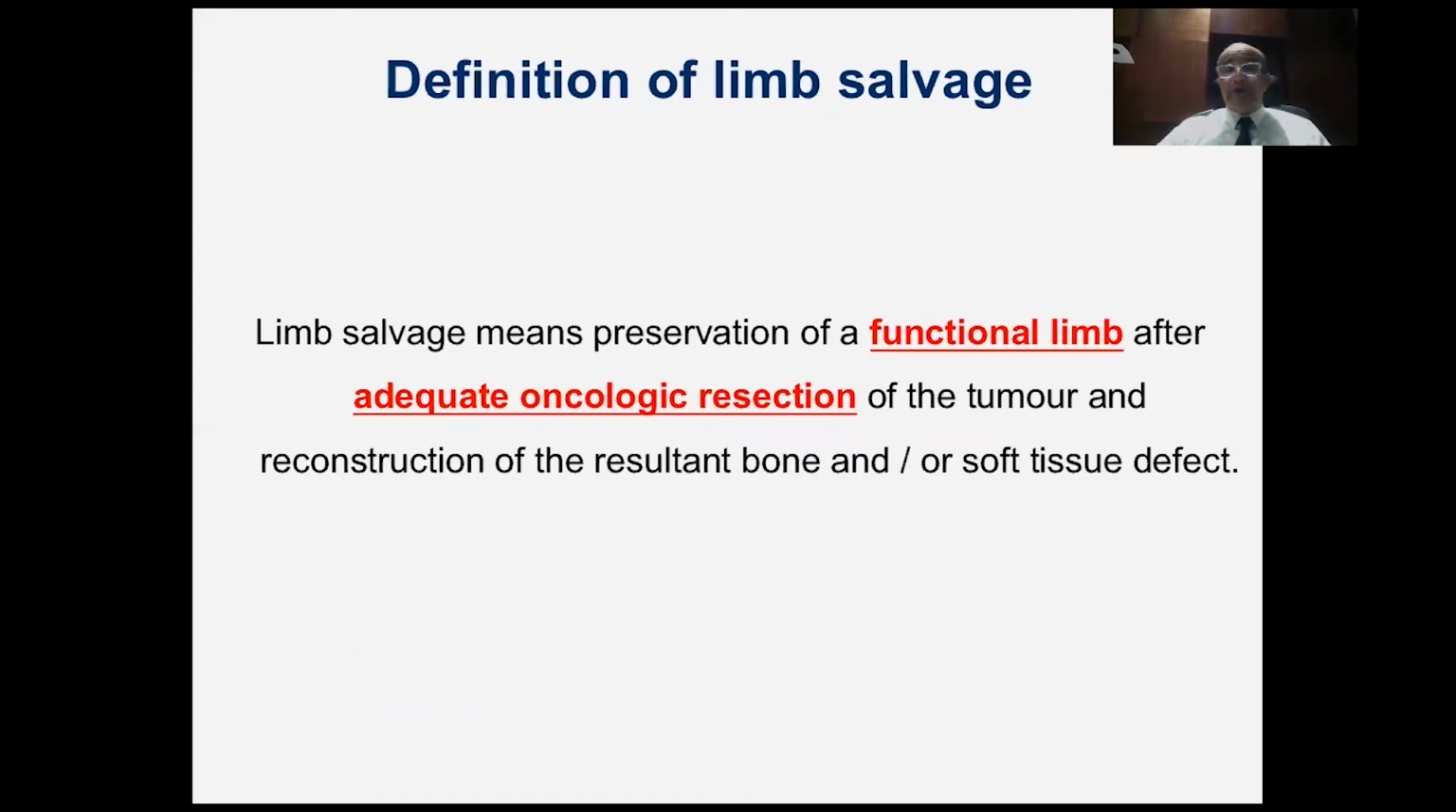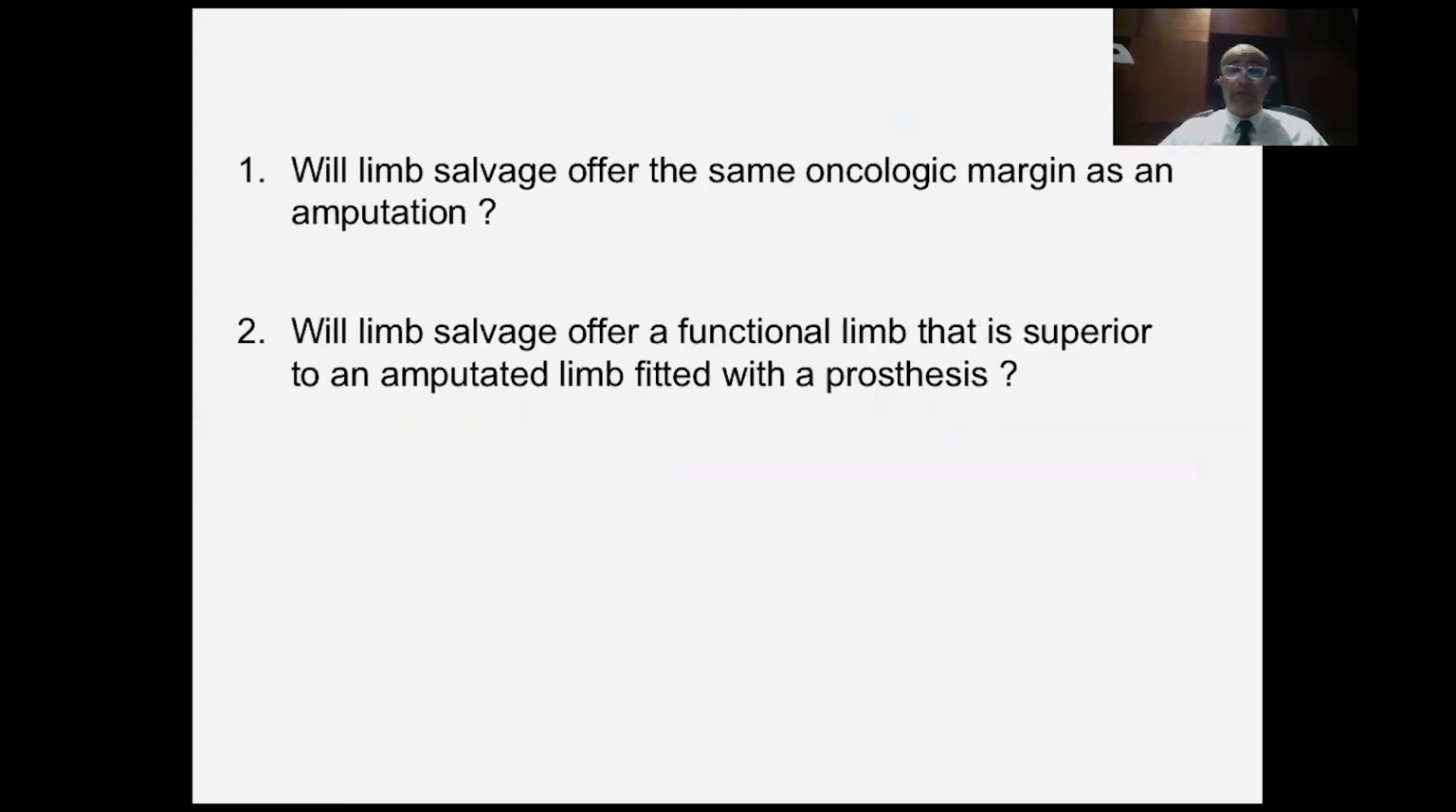So how do we define limb salvage? Limb salvage means the preservation of a functional limb after adequate oncologic resection of the tumor and reconstruction of the resultant bone and soft tissue defect.